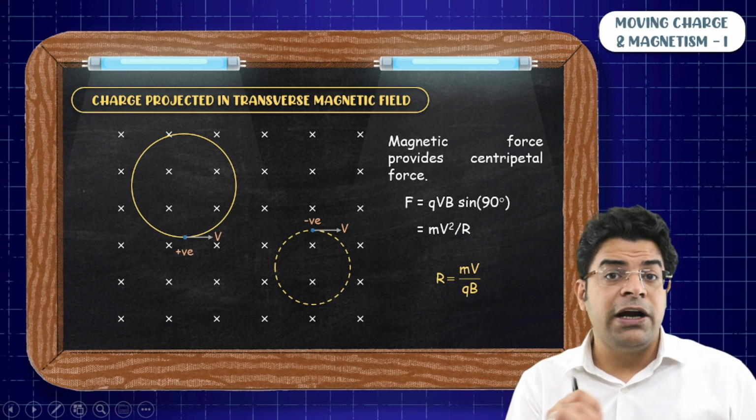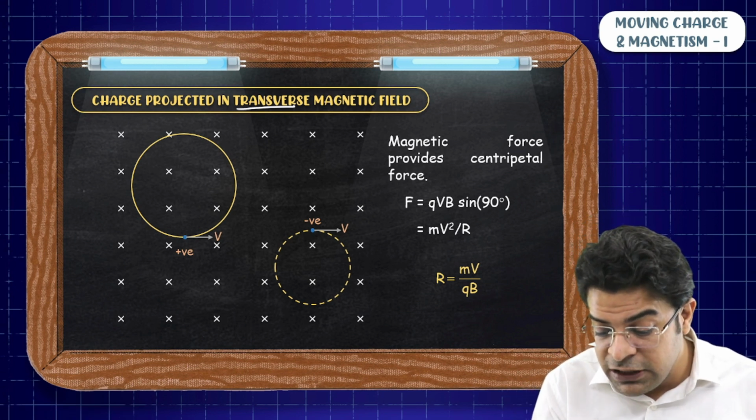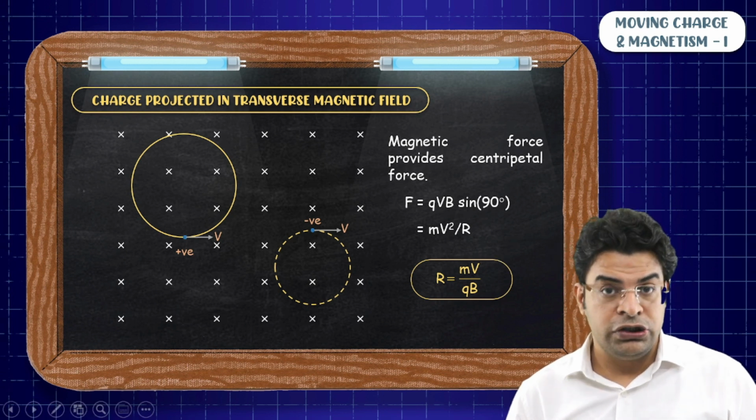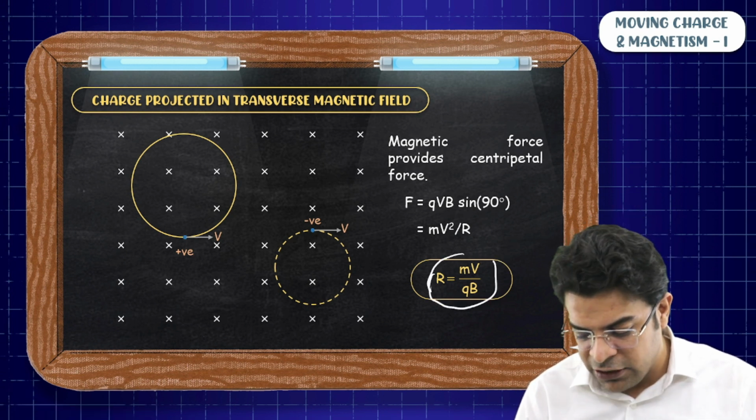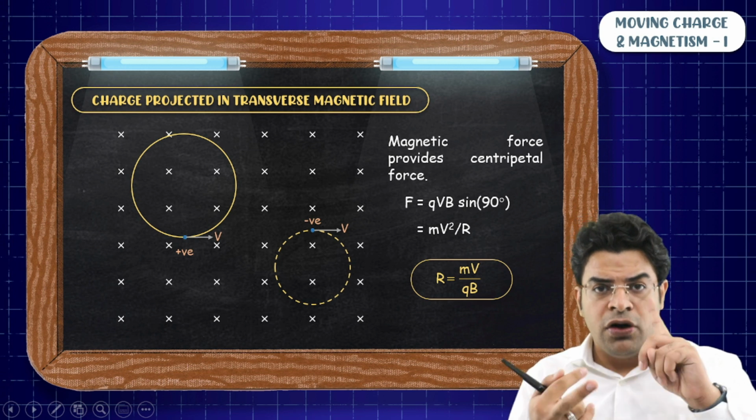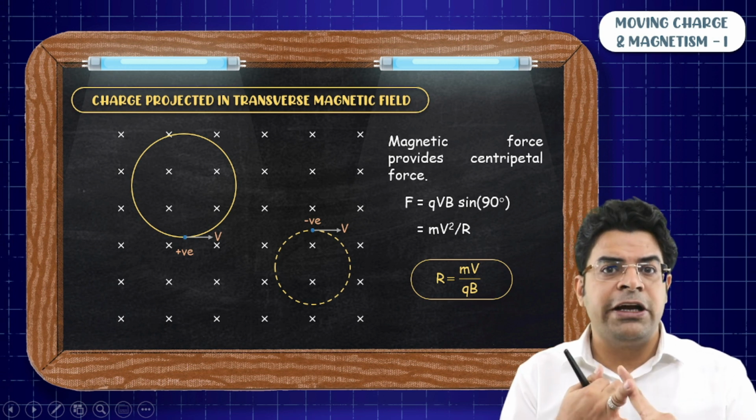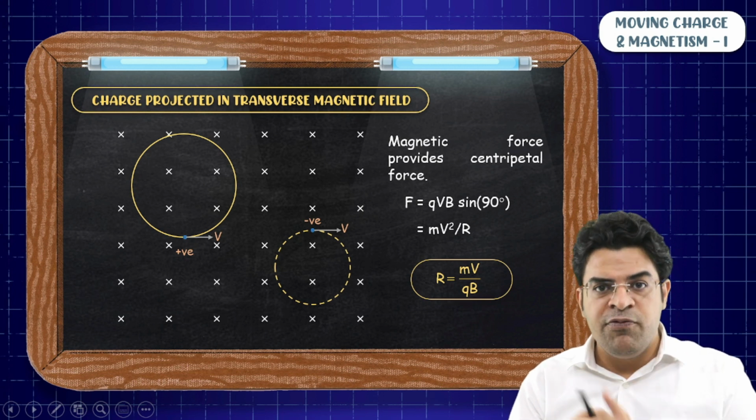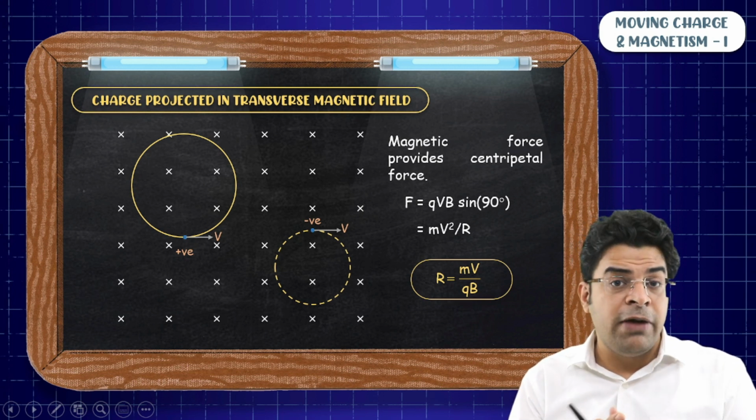So the radius of circular motion is mv by qB when the charged particle is projected in a transverse magnetic field, when the magnetic field is perpendicular to the velocity. Now mug up this formula with me right now. The radius of circular motion of a charged particle in a transverse magnetic field is given by mv by qB.